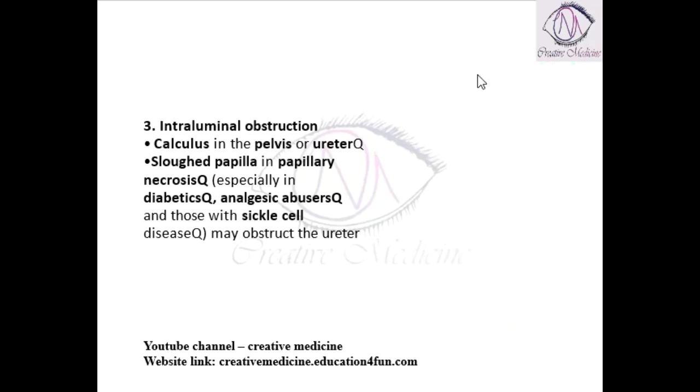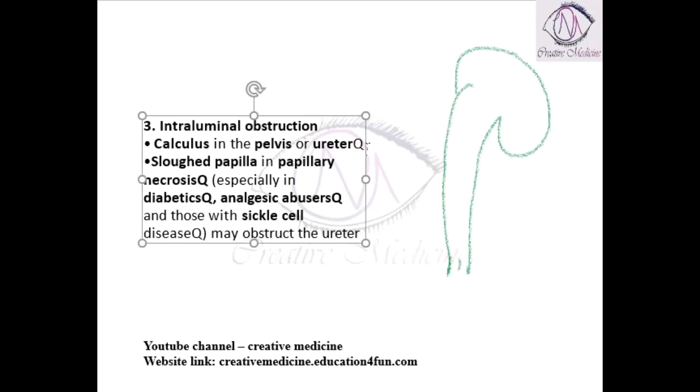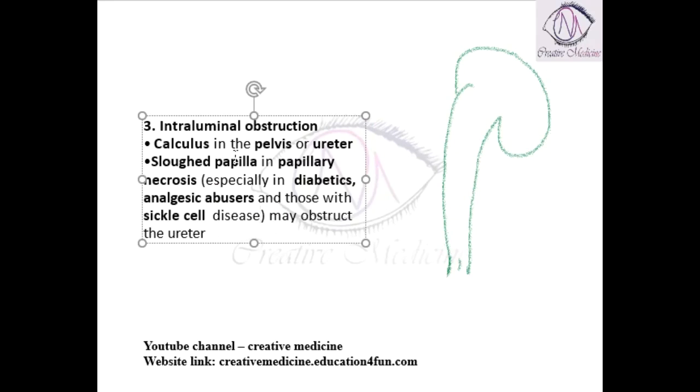Then we have intraluminal obstruction. In intraluminal obstruction, the obstruction is present in the lumen. For example, the first thing is calculus. If there is a stone present in the lumen of the ureter, and it gets obstructed, then it is intraluminal obstruction. The stone can be in the pelvis or ureter, obstructing the ureter.